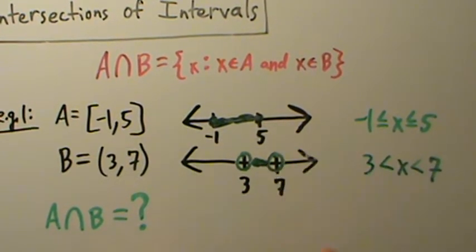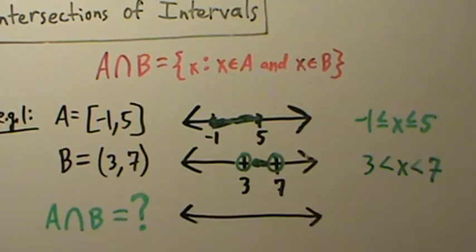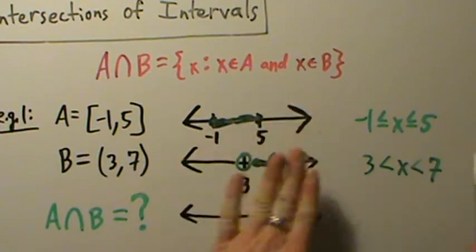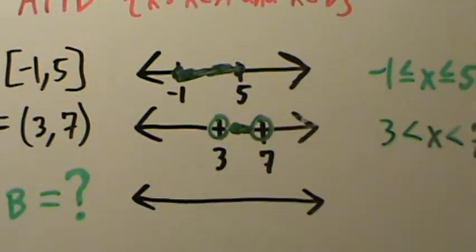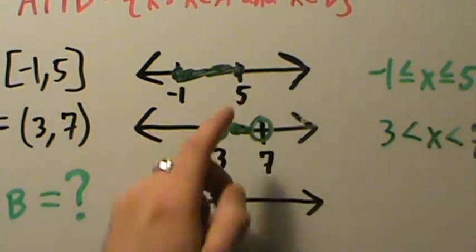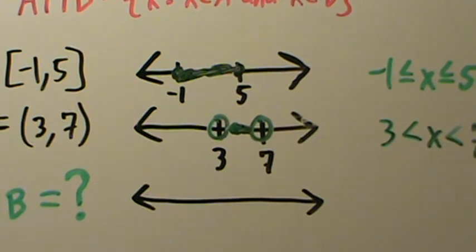Okay. Now for the answer here, for the intersection, draw another number line. And then what we do is we literally look for the overlap. Okay, so where is there overlap here? So let's zoom in a little bit. This goes from -1 to 5, including 5. This goes from 3 to 7, not including either. Okay, so what's the overlap though? What do they have in common?